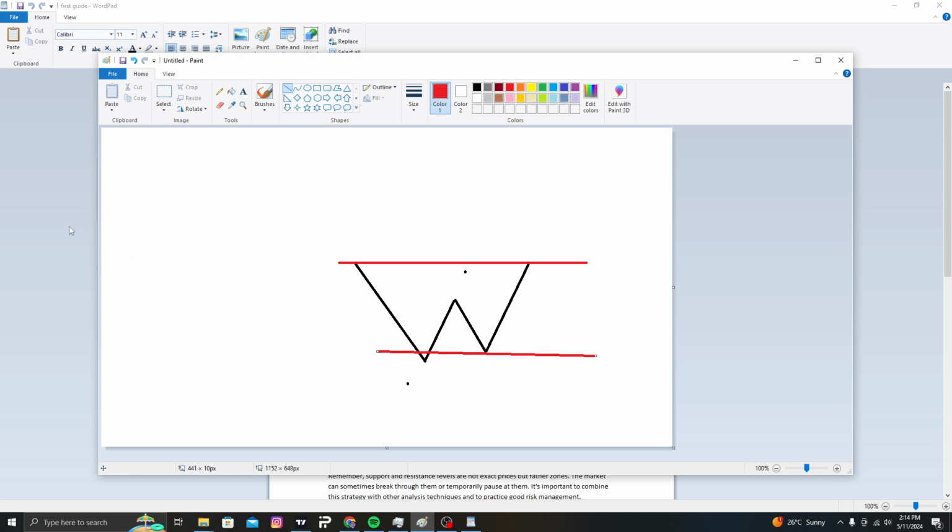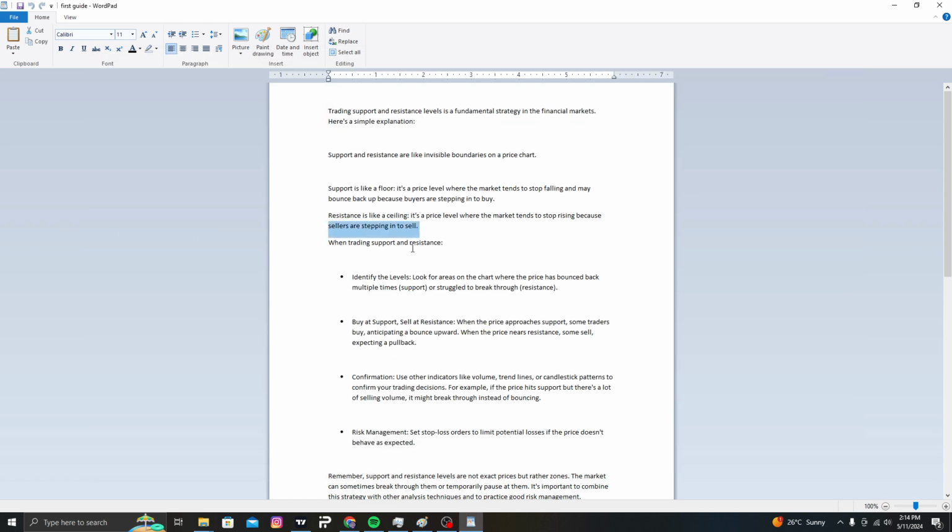So for example, I'll go to the chart and explain it. Let me just continue reading this, then after that we're going to go to the chart so you guys can understand what I'm talking about. Okay, when trading support and resistance, these are the things that you have to focus on, right? Identify the levels. Look for areas on the charts where the price has bounced back multiple times. You get that first point?